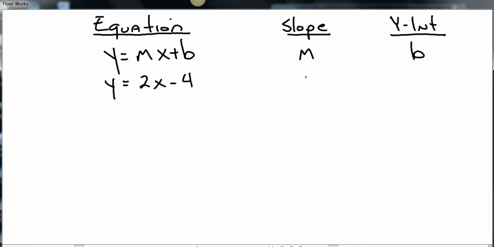Slope? Y-intercept? Negative 4. Good. What direction does this line go? It's got a positive slope. Up and to the right.